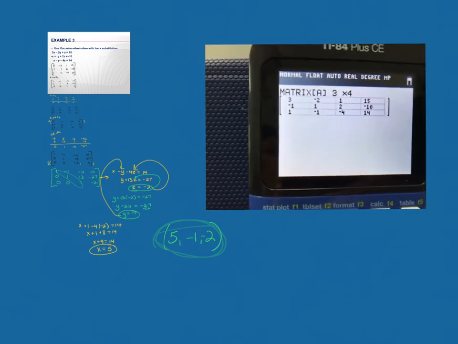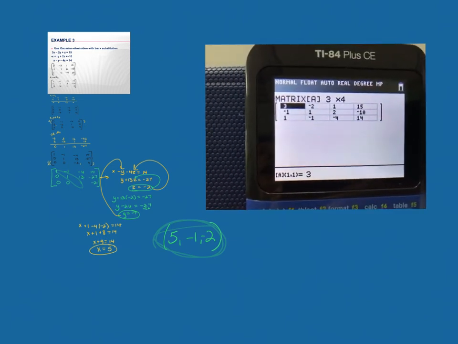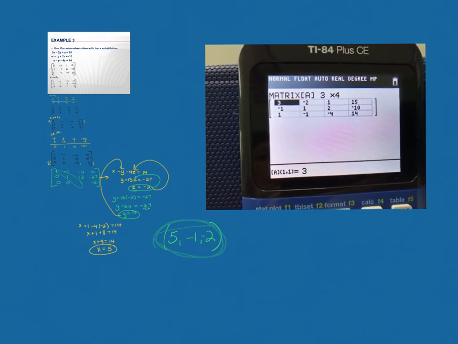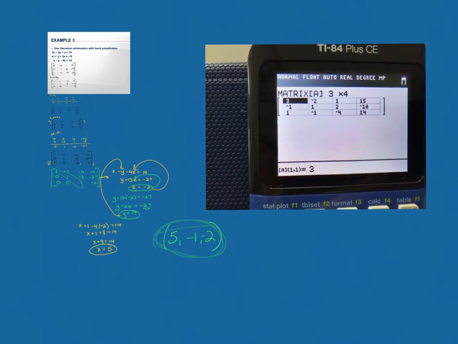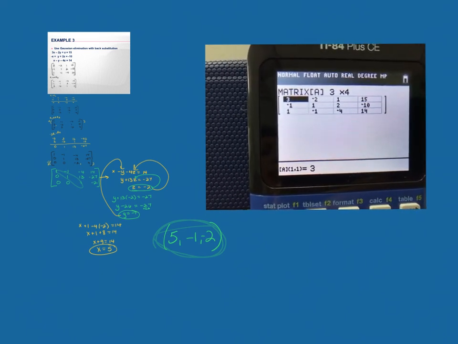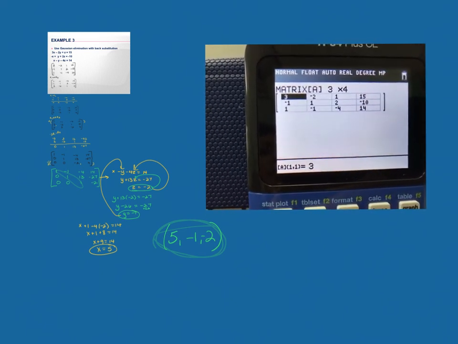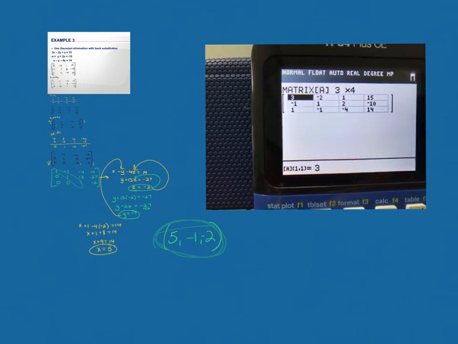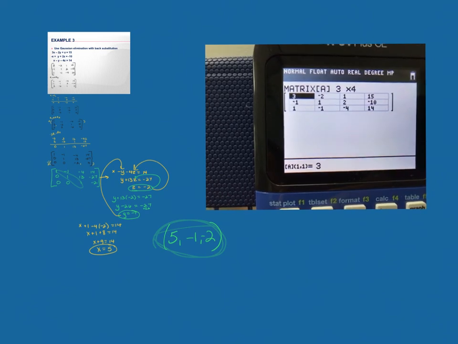Okay, so I do the 3 and the 4, and then I hit enter to advance through each of those. You can arrow down or you can enter. And then I type in all the constants, just like I did the matrix. So it's 3, negative 2, 1, 15, negative 1, 1, 2, negative 10, 1, negative 1, negative 4, and 14. So it matches the matrix. Are you with me so far?